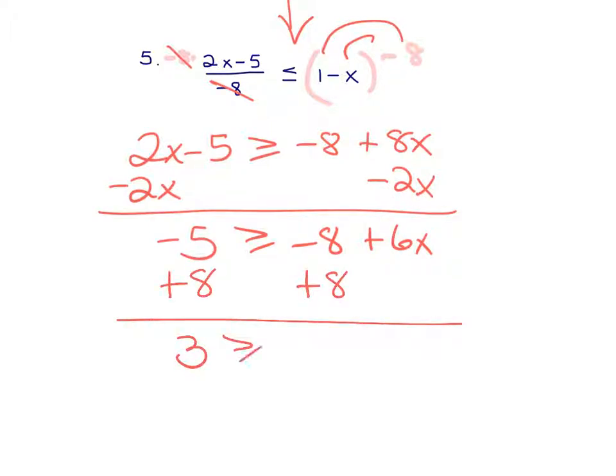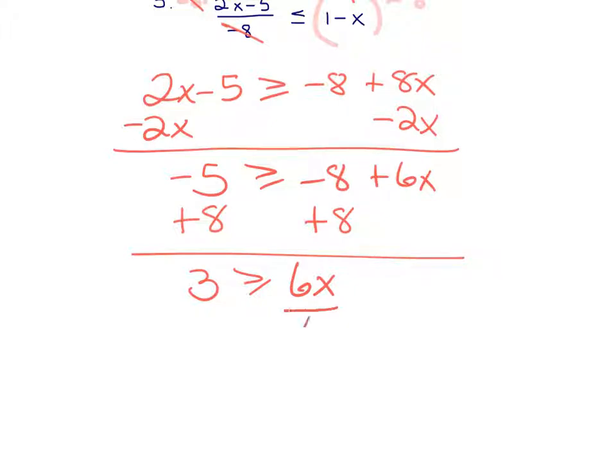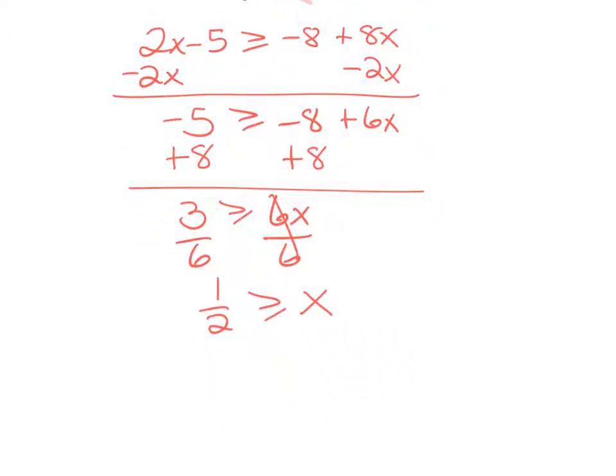3 is equal to, or greater than or equal to, 6x. I'm dividing by 6 to isolate x. I'm going to reduce 3/6 to make it 1/2, greater than or equal to x. And again, I like to get my variable on the left. So again, if it helps you to draw Mr. Pac-Man around this guy, and you see that he's eating Mr. 1/2, you'll flip it around, and x is less than or equal to 1/2.